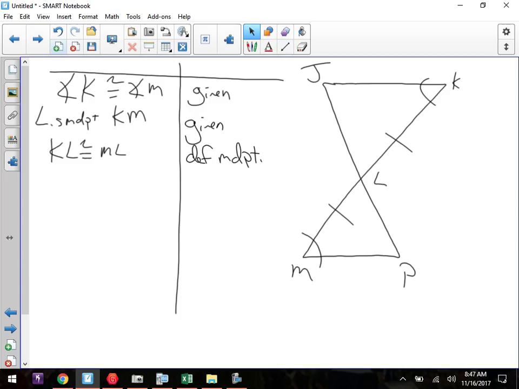Yeah, exactly. Another example of using vertical angles. Angle MLP, angle KLJ is vertical angles. And now you have your triangles.